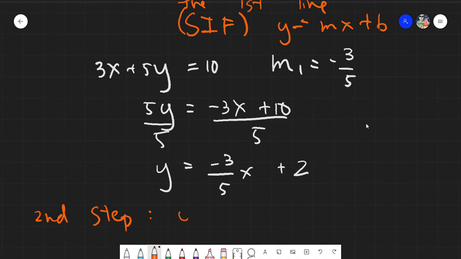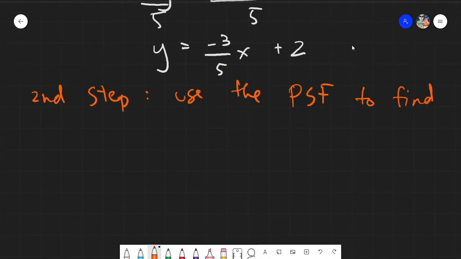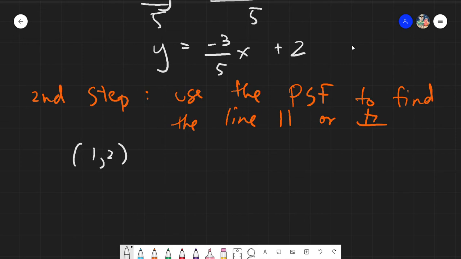Use the point-slope form to find the line parallel or perpendicular. Before we go there, we must list down what we have. Of course, we have the point (1, 2). And what else do we need when we have point-slope form? We have the point already.